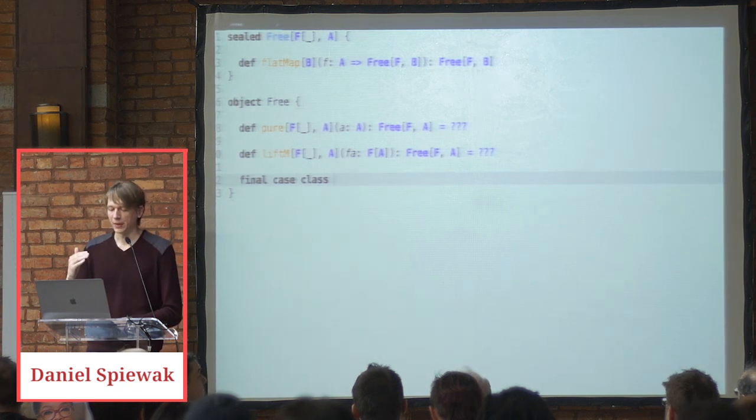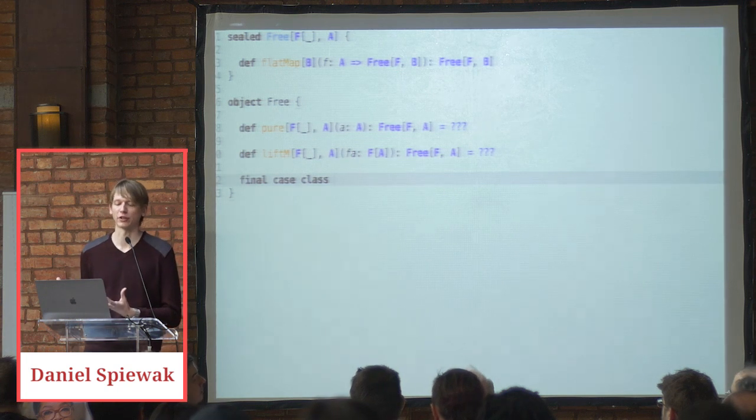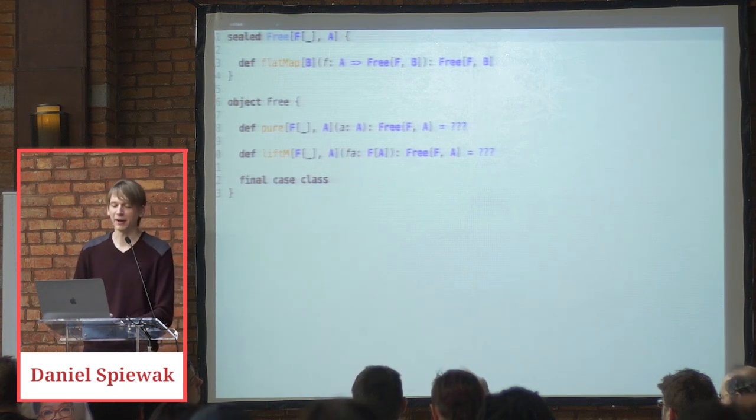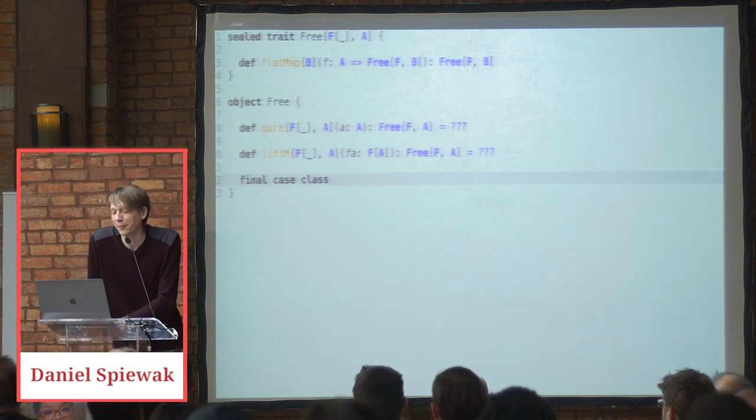Well, we're given an A. We have to produce a Free of F A. The Free has no structure yet. Free is just a sealed trait. So we're going to have to define some structure down here.